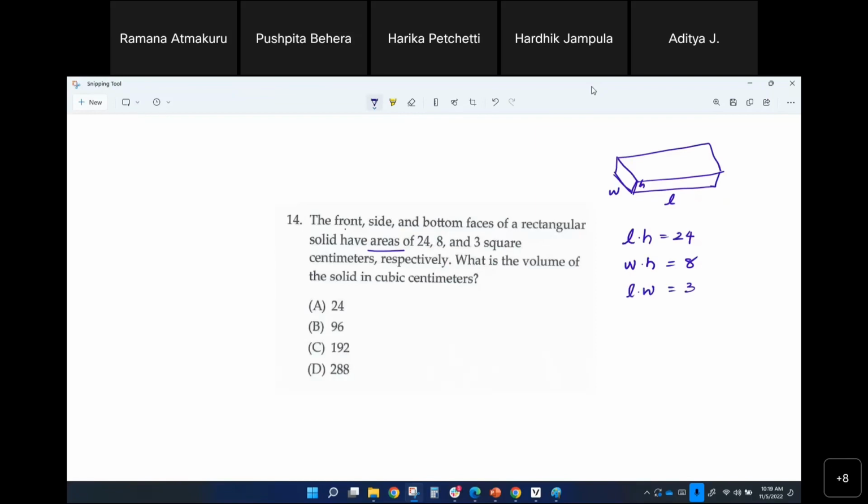What is the volume of the solid in cubic centimeters? What is the volume formula of a rectangular solid? Base area, which is length times width, times the height. So that is the base area times the height. So that's the volume. Correct, everyone? But how do I guess the values of L, W, and H? Right? How do I guess?